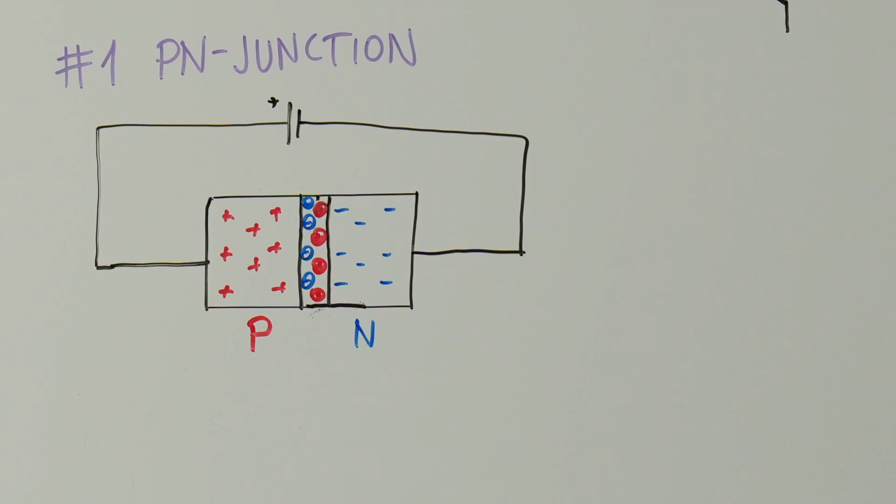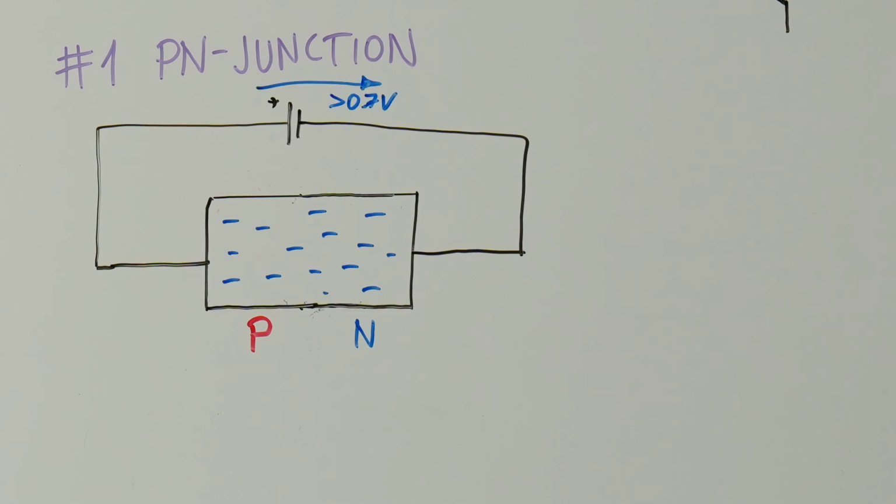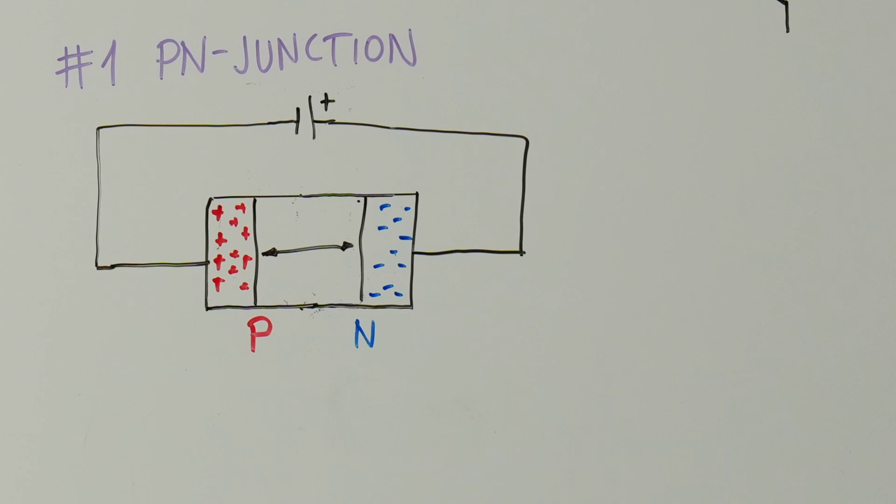If we apply a forward bias voltage of more than 0.7 volts, the depletion region shrinks and the material becomes conductive. In reverse bias, the electrons are attracted towards the plus pole, the depletion region increases and no current can flow. The simplest form of a transistor is the BJT, the Bipolar Junction Transistor.